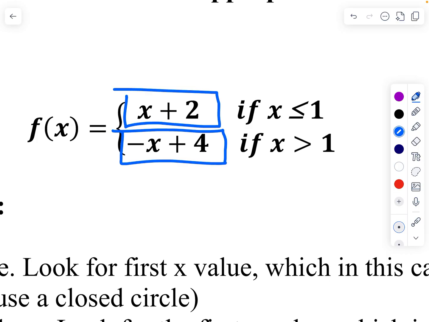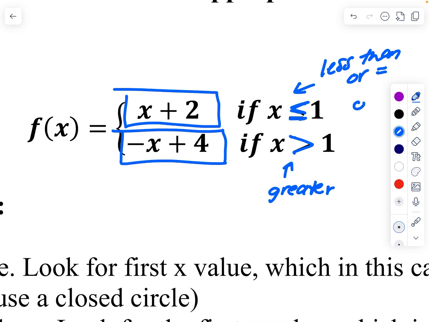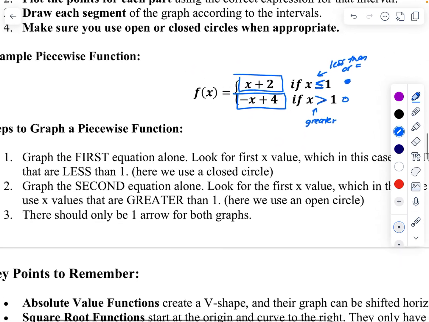These are both linear, and they're telling us for x plus 2, they want us to restrict the domain so that x can only be numbers that are less than or equal, you have to know your symbols, less than or equal to 1. And for the next one, we're only using x's that are greater than 1 and not including it. So this would be a closed circle to start. This would be an open circle for that function. So you would just graph each one individually.